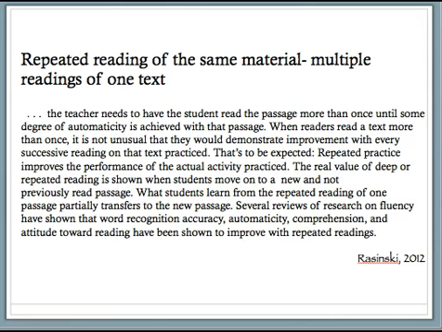So why the deep reading? Well, first of all, it's been very successful. And as Rosinski notes, several reviews of research on fluency have shown that word recognition accuracy, automaticity, comprehension, and attitude toward reading improve with repeated readings.